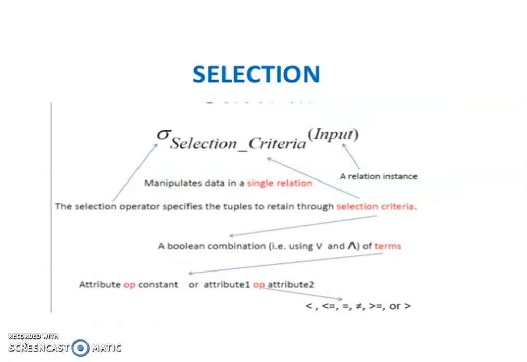Now first we discuss the selection operation, or sigma. See in this diagram, this is sigma. The selection operator specifies the tuples to retain through a selection criteria. Now what is the selection criteria? It is a Boolean combination of terms. Terms are an attribute op constant, or attribute1 op attribute2. These are the attributes, and the input is the relation instance.